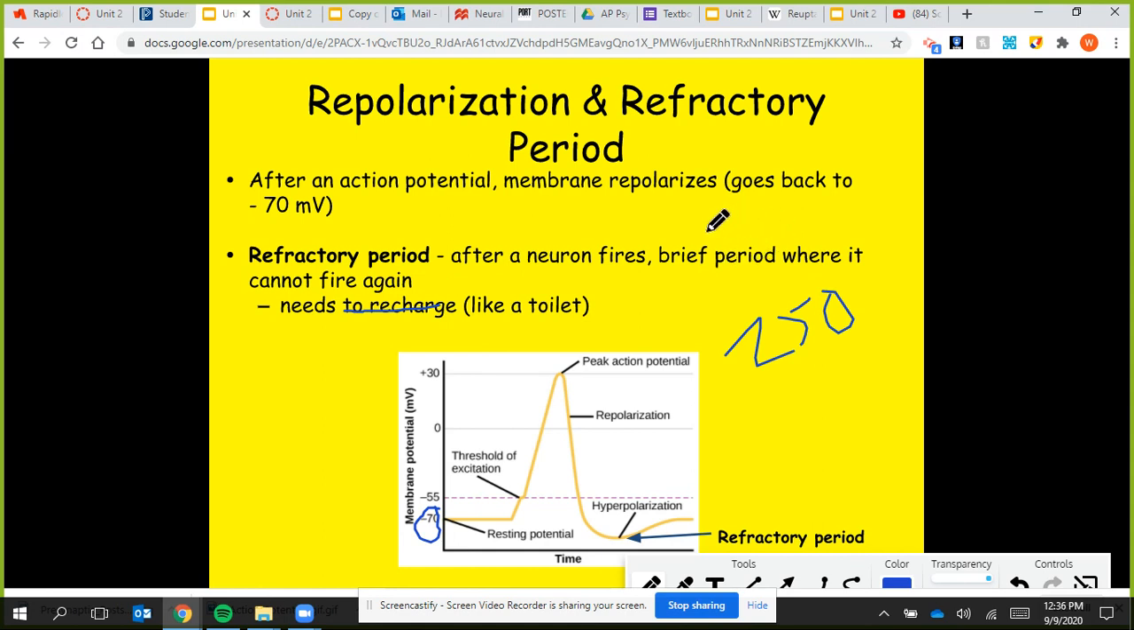Just like with a toilet, you can't just flush to your little heart's content. All right, you got to flush, you got to wait for it to refill, and then you got to flush again if you need to.